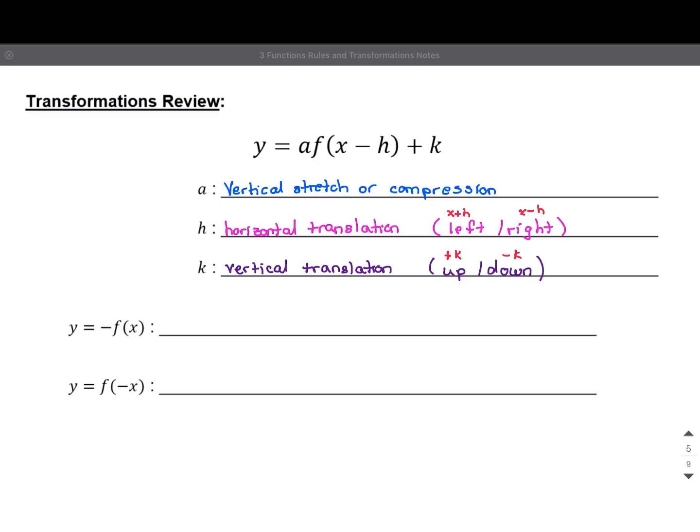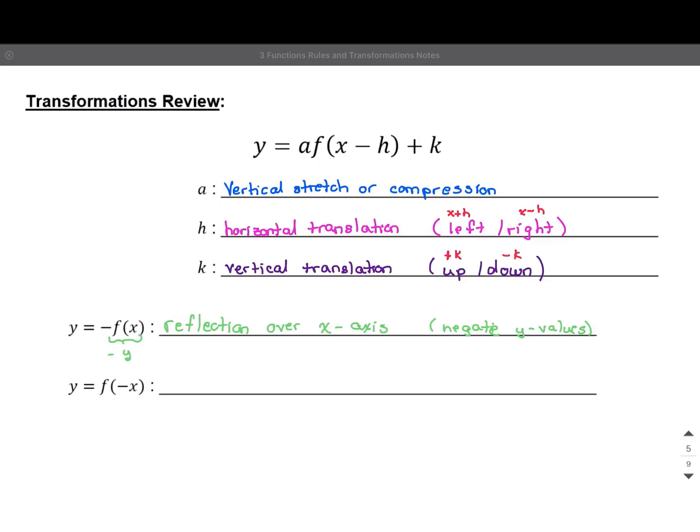All right, next comes y equals negative f of x. That is a reflection over the x-axis. What it's really doing is negating the y values. And if you look at it, it's exactly what it says. It says negative f of x. This is a y value, so it's negating the y's.